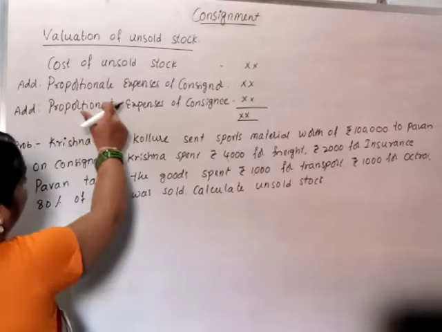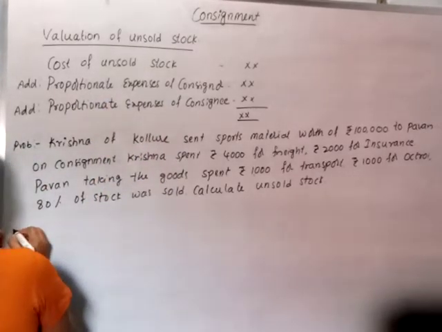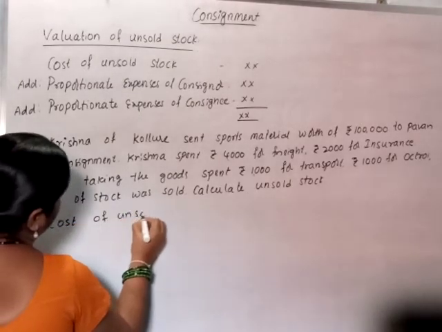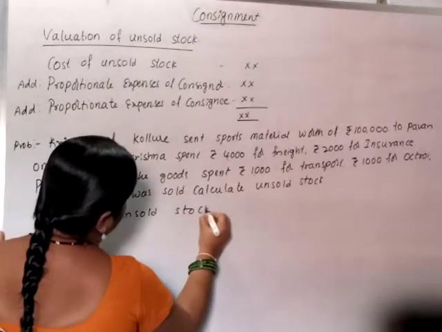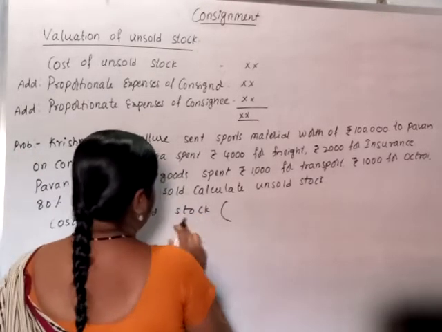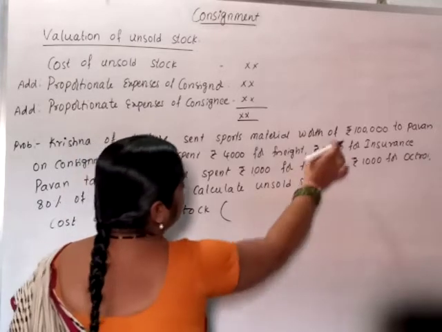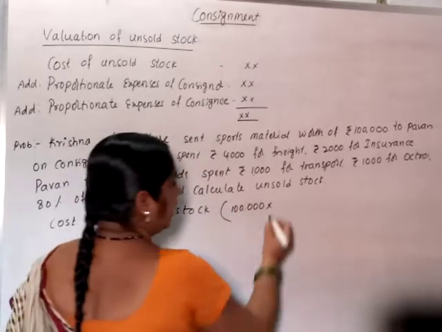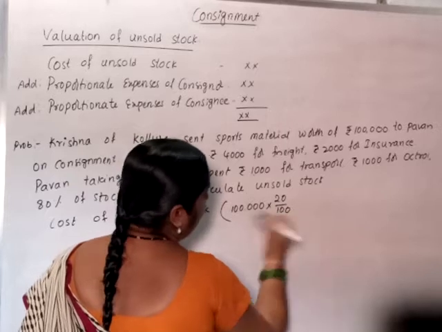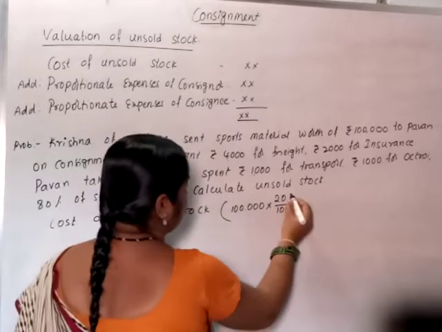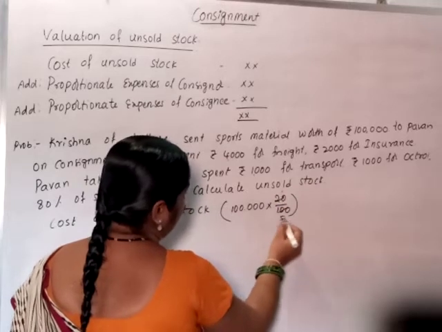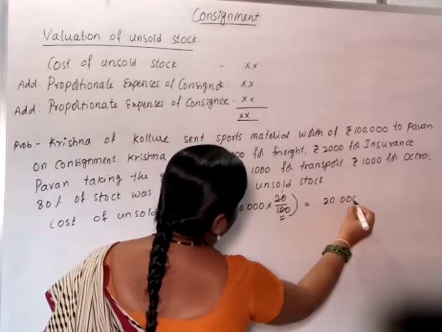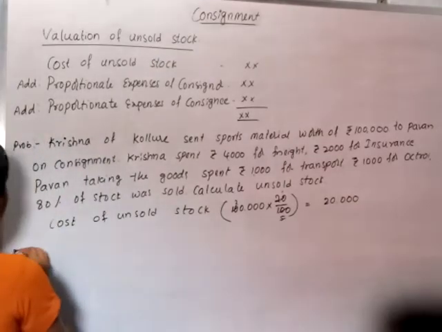Okay, so we already have the format. Go to the format now. First of all, what we have to take? Cost of unsold stock. Stock is nothing but the goods sent on consignment value only. So the goods sent on consignment value is 1 lakh rupees into the unsold portion, 20% out of 100. 20 ones are 20, 5s are 5, 4 zeros are there. It becomes 20,000.